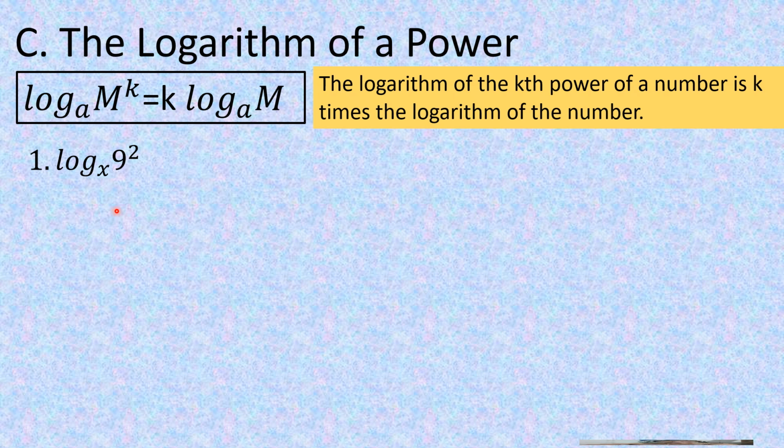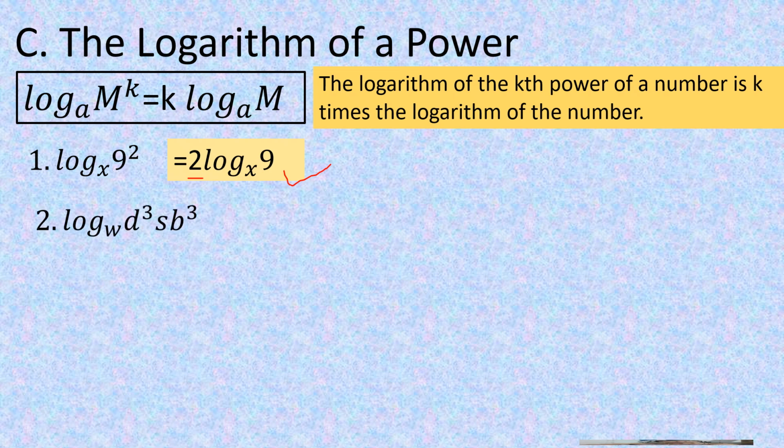So applying the logarithm of the power, the 2 as an exponent will be placed before the logarithm of that number. So the logarithm of 9, still we copy the base x. So this is already the final answer in number 1.